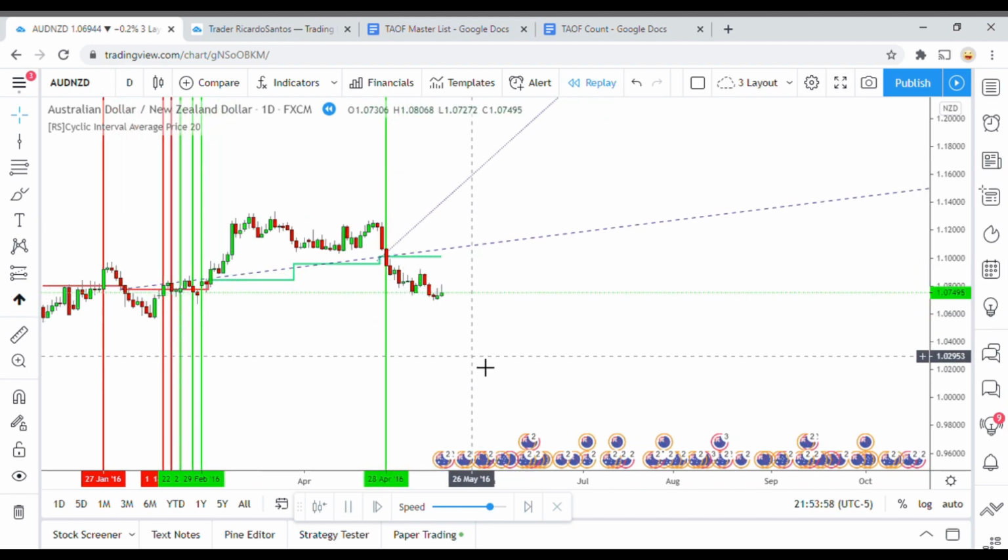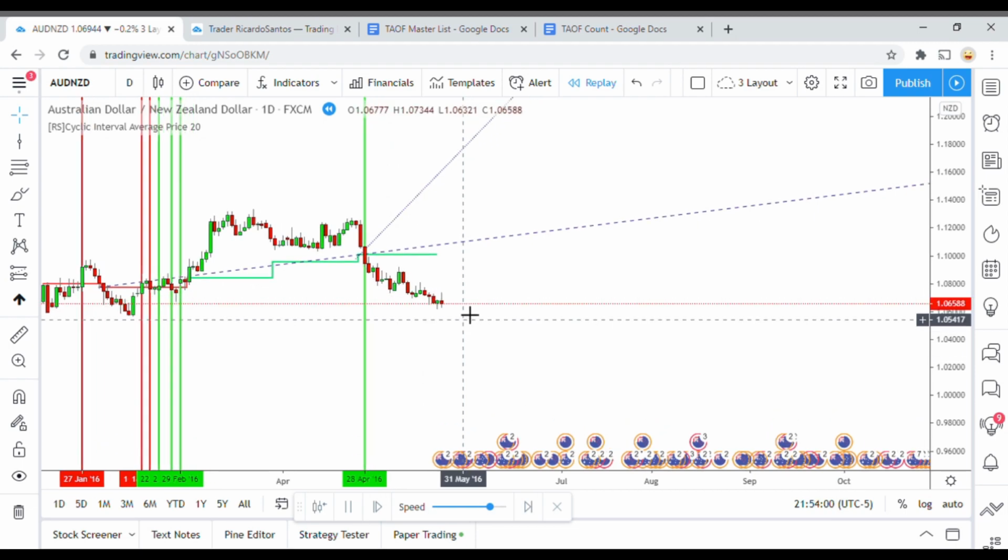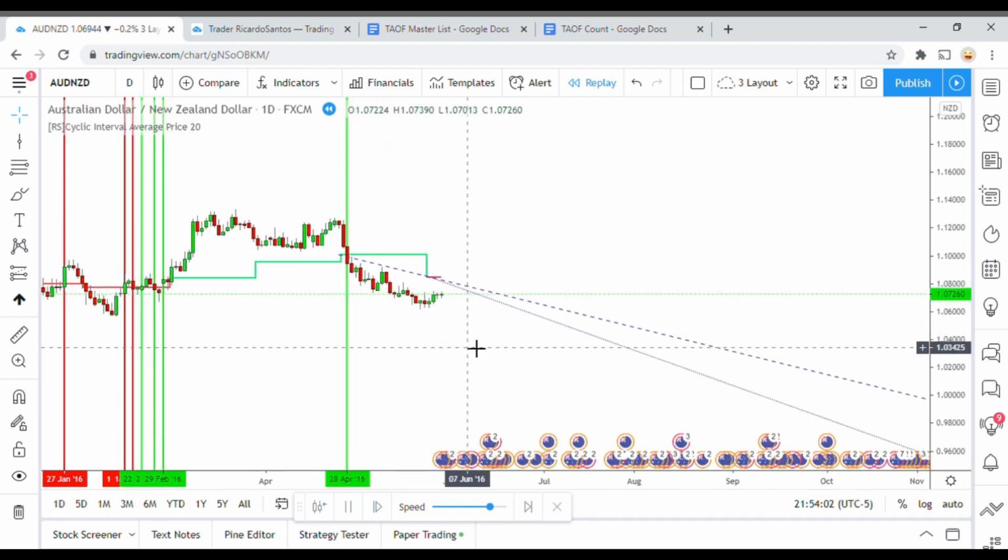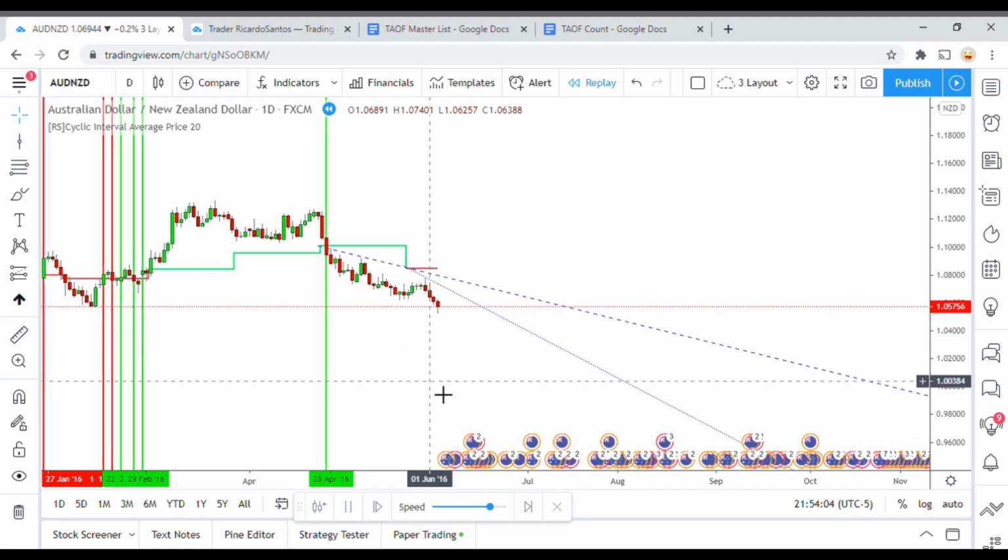That is a short signal there. Definitely got us to take profit. Looks like it might be switching to the downside. There it goes.